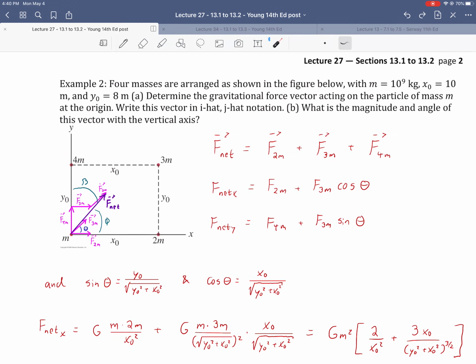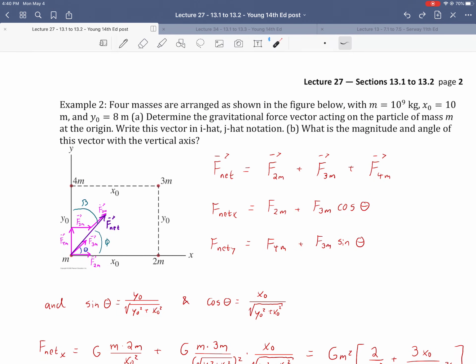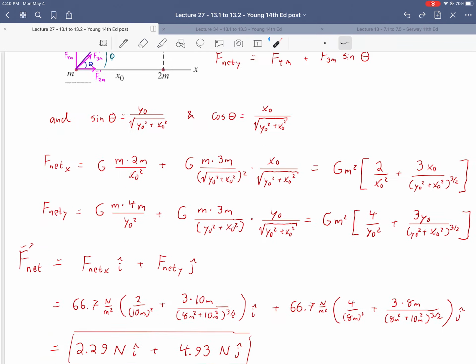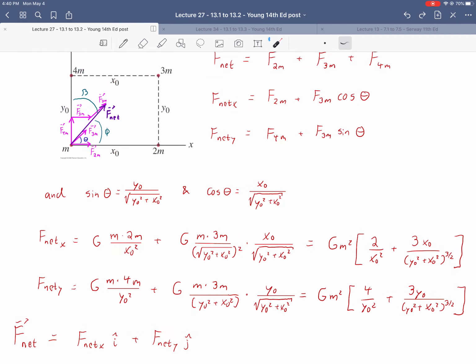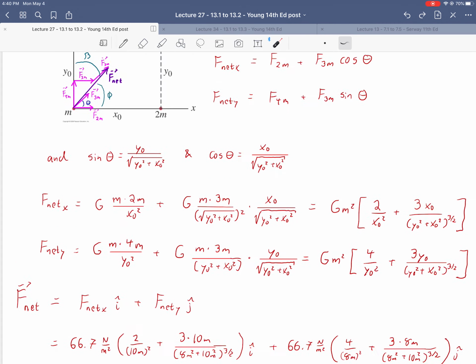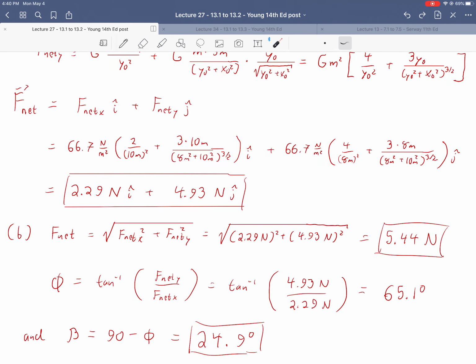Okay, and we are asked for beta, which is the angle, if you look at part C, which I didn't write here. Part C asks what is the magnitude, oh, the angle of the vector with the vertical axis. So it's actually not part C, it's just the end of part B. And since I want the angle with the vertical axis, I want beta. I could have literally taken tangent inverse of F net x over F net y, but I went about doing it this way and subtracting what I called phi from 90 in order to get beta.